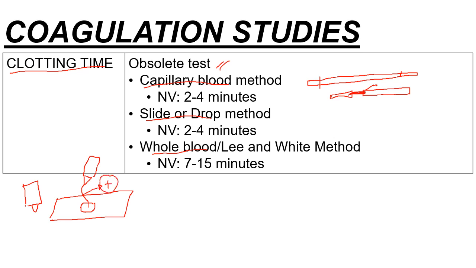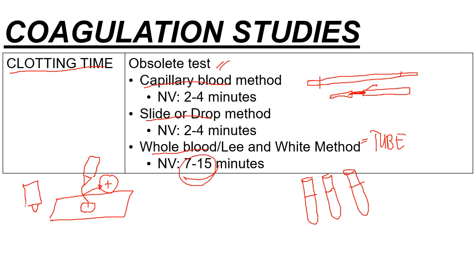Next naman, ang whole blood or Lee and White method is also called your tube method. Kasi gagamit ka nga ng madaming blood diyan. Okay? Actually, ano 'yan? Series of blood specimen. So, i-check mo yung clot formation after 30 minutes, after 1 hour, after 2 hours, yung mga 'yan. And ang ating normal value, 7 to 15 minutes.